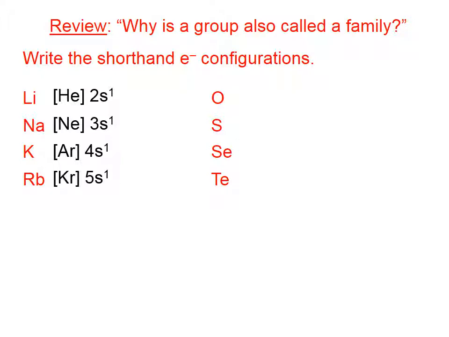Recall, to write shorthand electron configurations, you write the symbol of the noble gas that precedes the element in square brackets, and then you pick up from the next period in the table until you have finished your electron configuration. We can see that each of these elements, which are in the same group, they're in group number 1, all have 1 valence electron. How about this next set of elements?